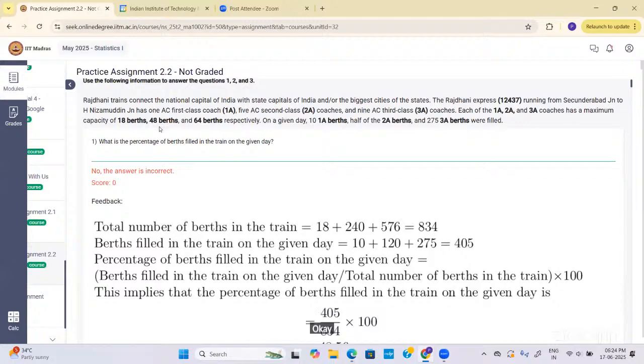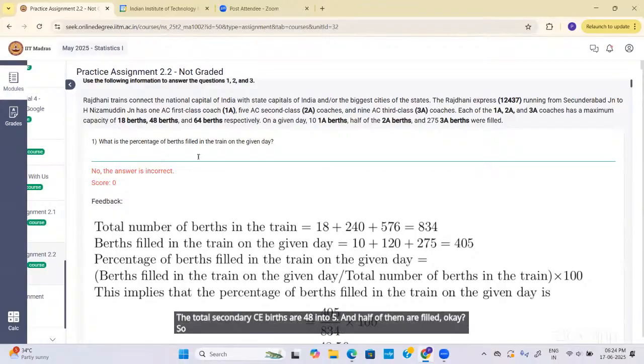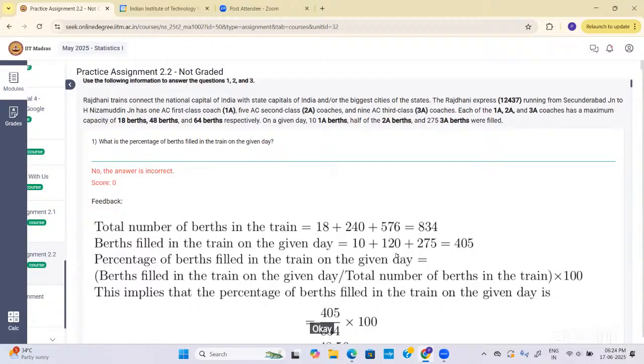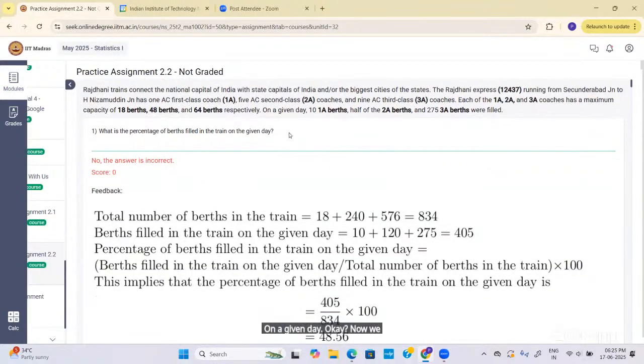The total second AC berths are 48 into 5, and half of them are filled. So out of 240, half will be 120. So 120 are filled. Then for the third AC, it is given 275. So 10 plus 120 plus 275, 405 are the total number of berths filled on a given day. Now we have to see their proportion out of the total.